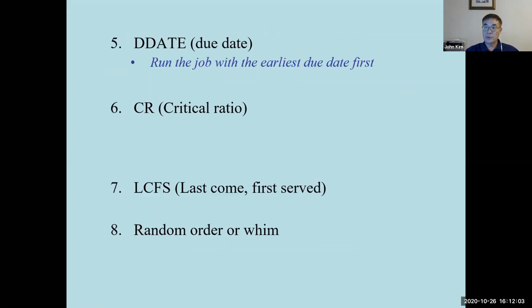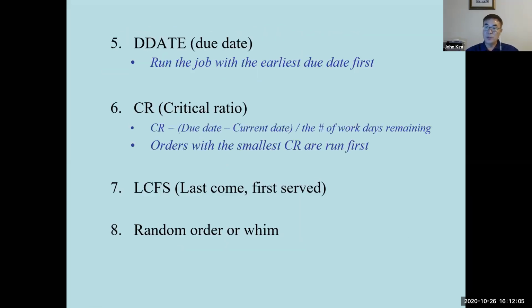Due date rule, whichever shortest due date first and then second and third. And critical ratio, due date minus current date. This is the remaining date divided by the number of work days remaining. So using this ratio, shortest, smallest first and second and so on.